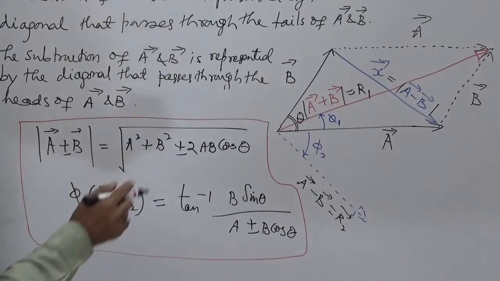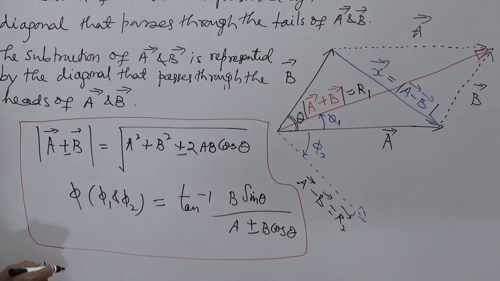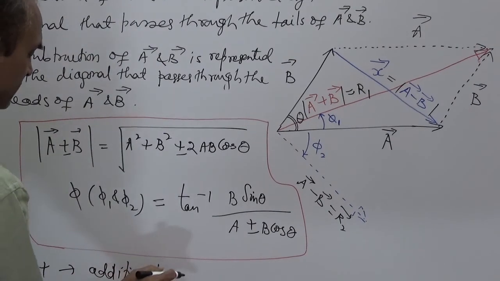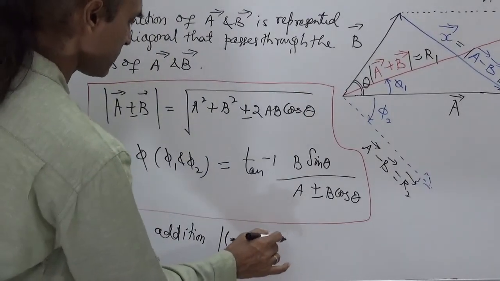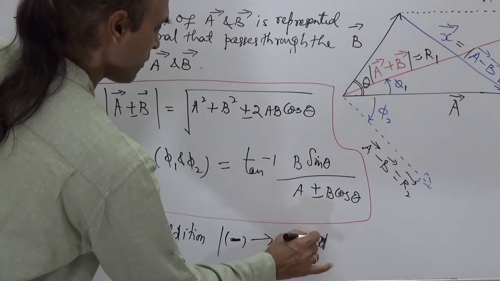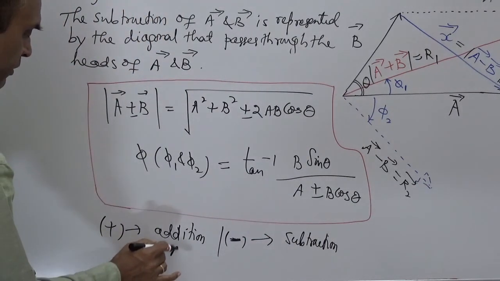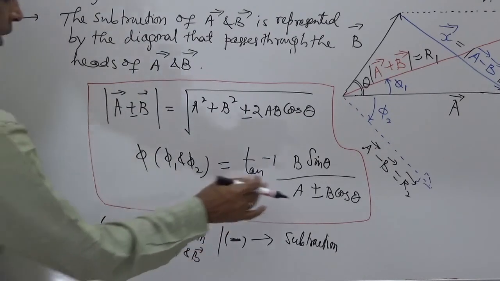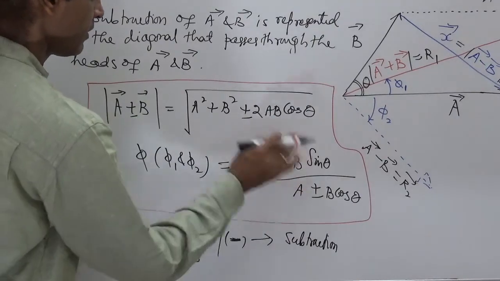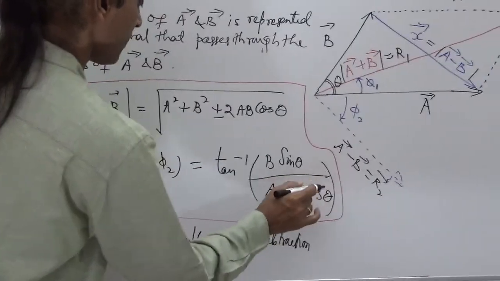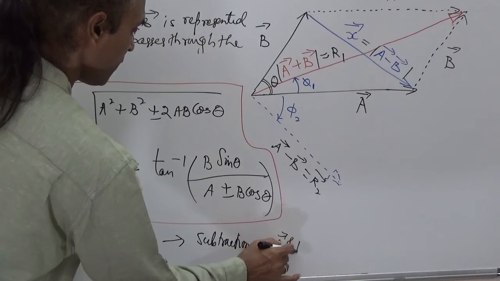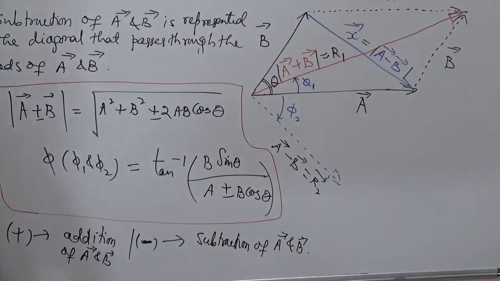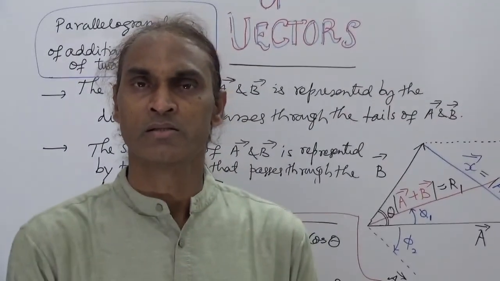The upper sign, plus sign, is for addition of A and B, and the negative sign you will use for subtraction of A and B. This is all about the theories of vector subtraction and addition.